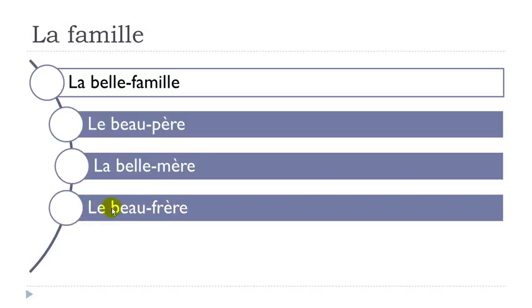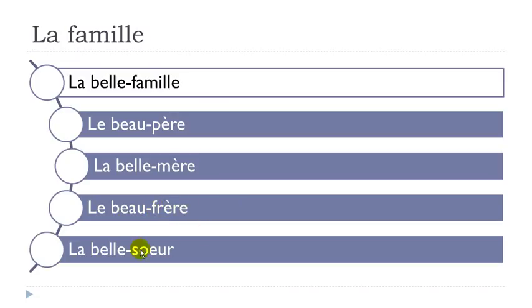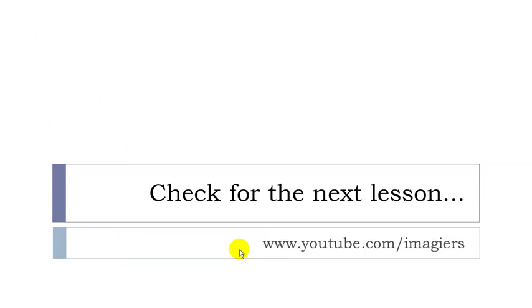brother-in-law, le beau-frère, le beau-frère, so frère is brother, okay, and then feminine form, here you get sœur. Okay, so sister-in-law, la belle. So we put the belle form here because it's the feminine form. Sœur, la belle-sœur, la belle-sœur. That's it for the family.